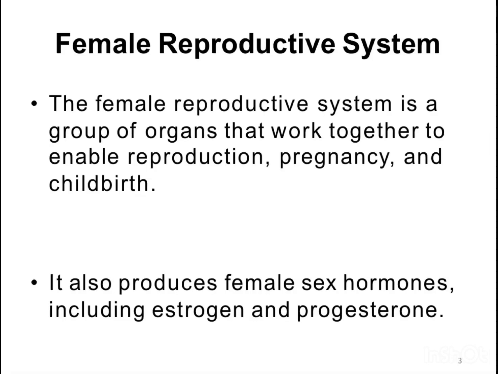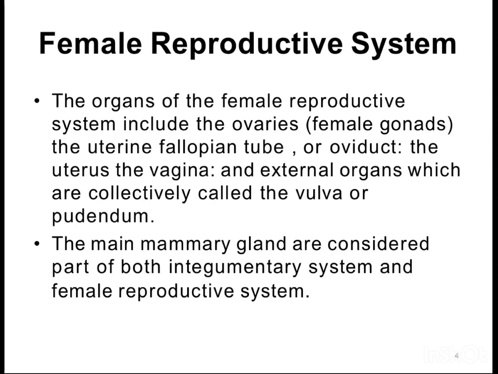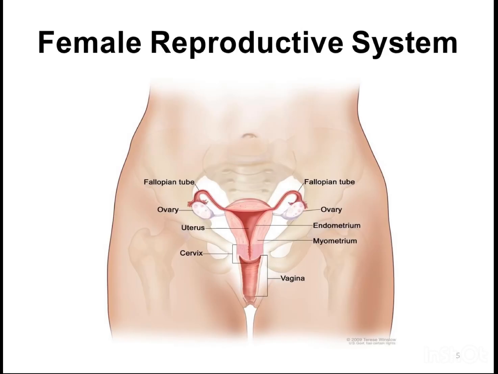Female reproductive system. The female reproductive system is a group of organs that work together to enable reproduction, pregnancy, and childbirth. It also produces female sex hormones, including estrogen and progesterone. The organs of the female reproductive system include the ovaries, the female gonads, the uterine fallopian tubes, or oviducts, the uterus, the vagina, and the external organs, which are collectively called the vulva or pudendum. The mammary glands are considered part of both the integumentary system and the female reproductive system.